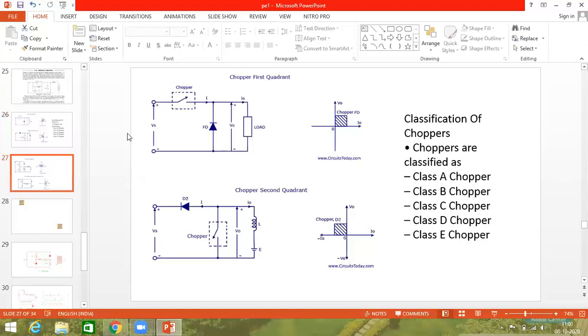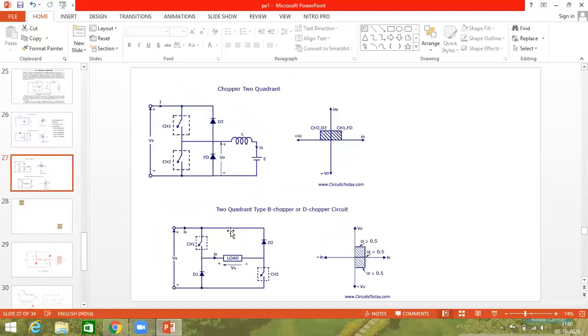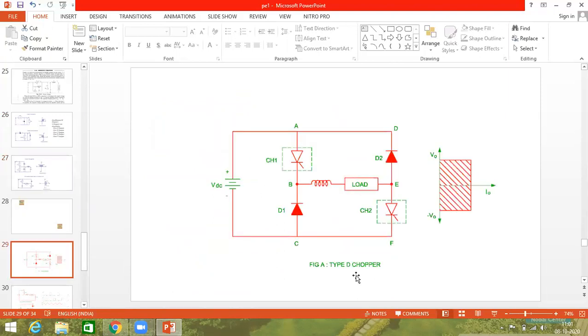So now we move to the class D chopper. I want the explanation. This is also a 2 quadrant chopper. It operates in the first quadrant and fourth quadrant. Come on, who will explain this circuit? So the load means motor only. First, I want to rotate this motor. How to rotate this motor?